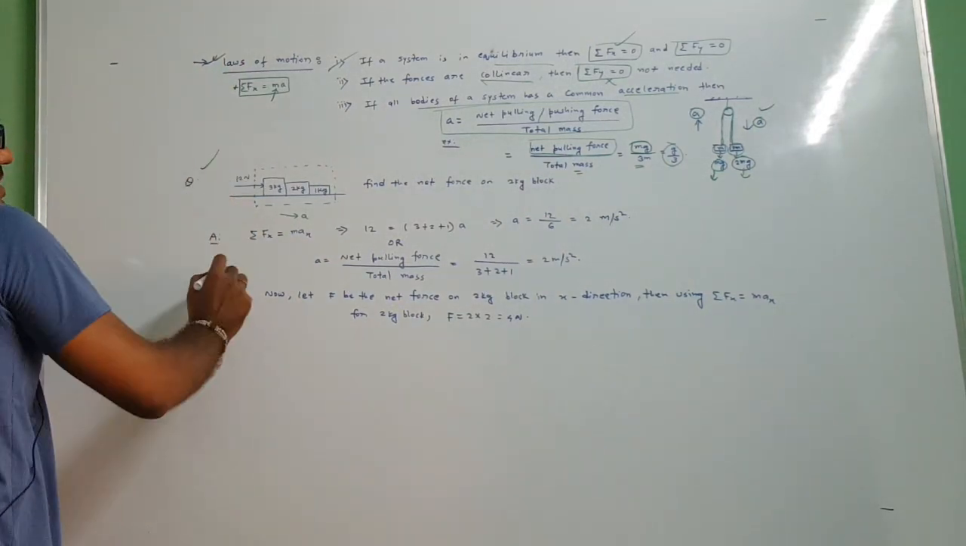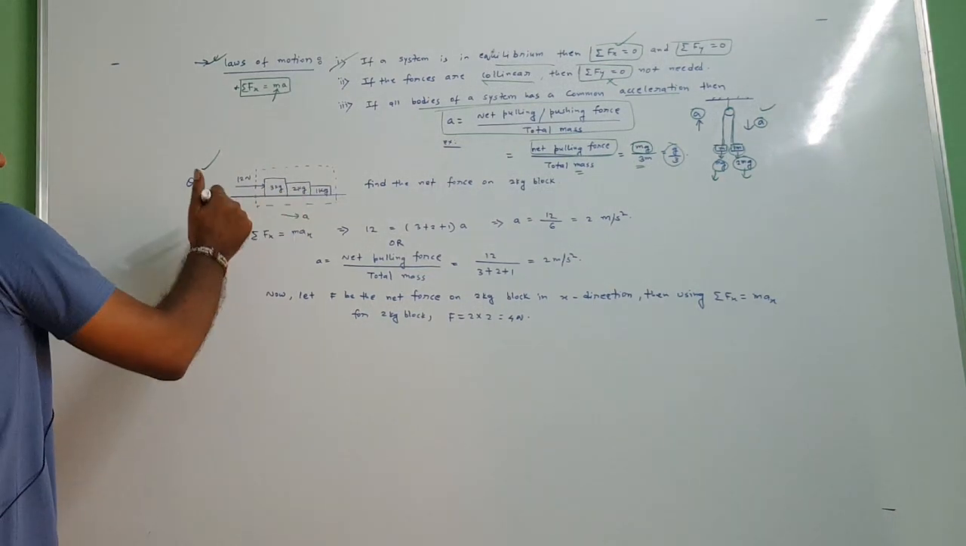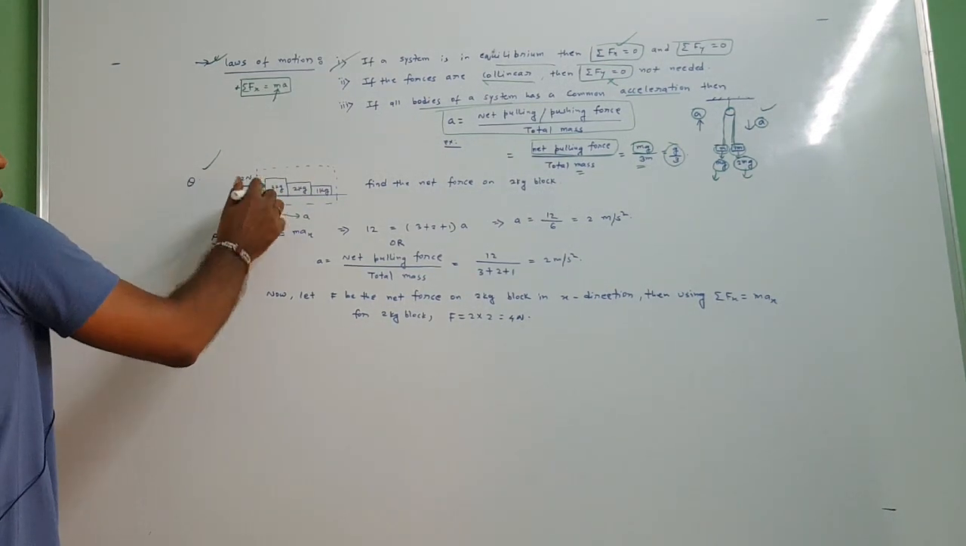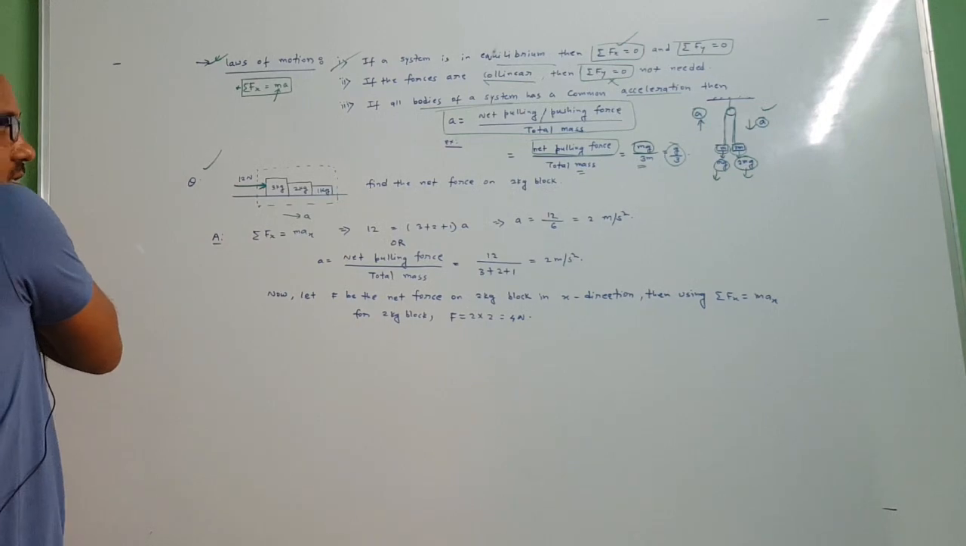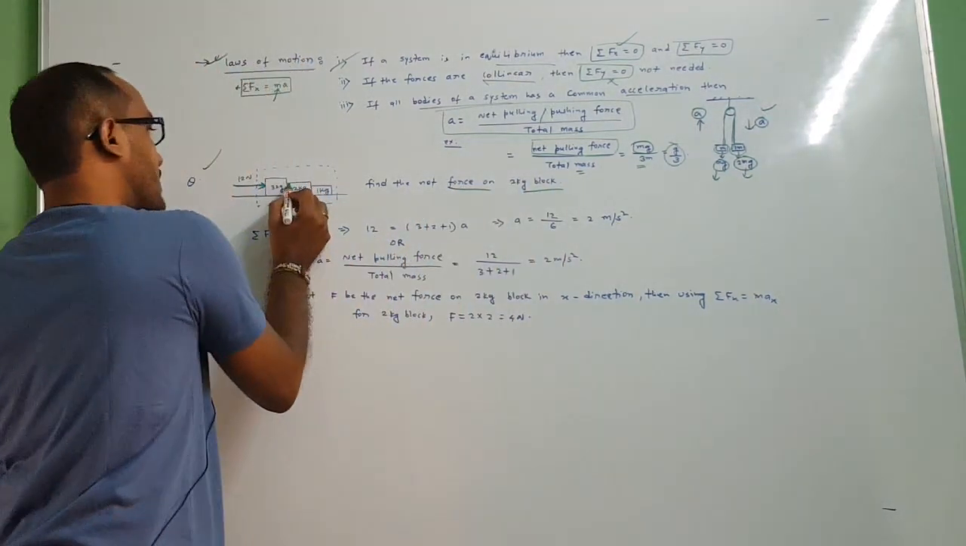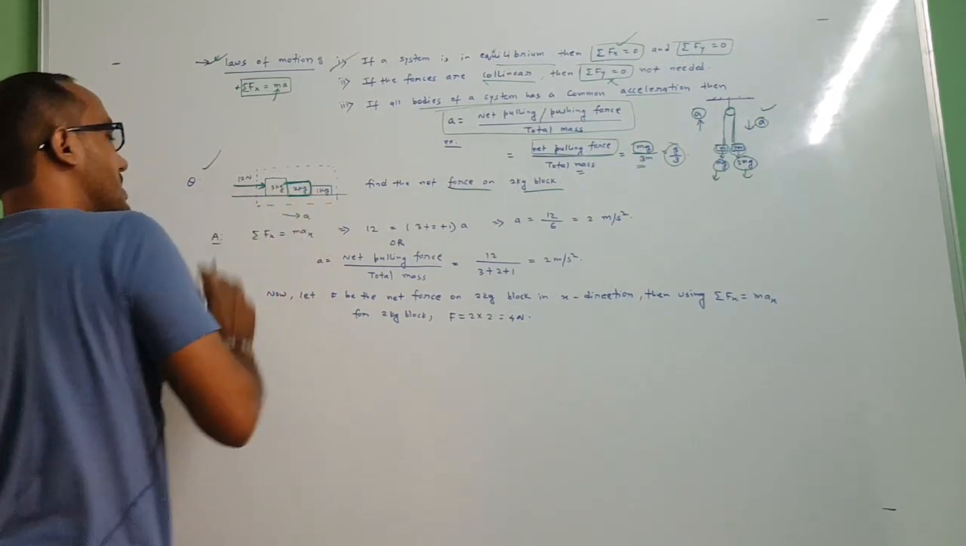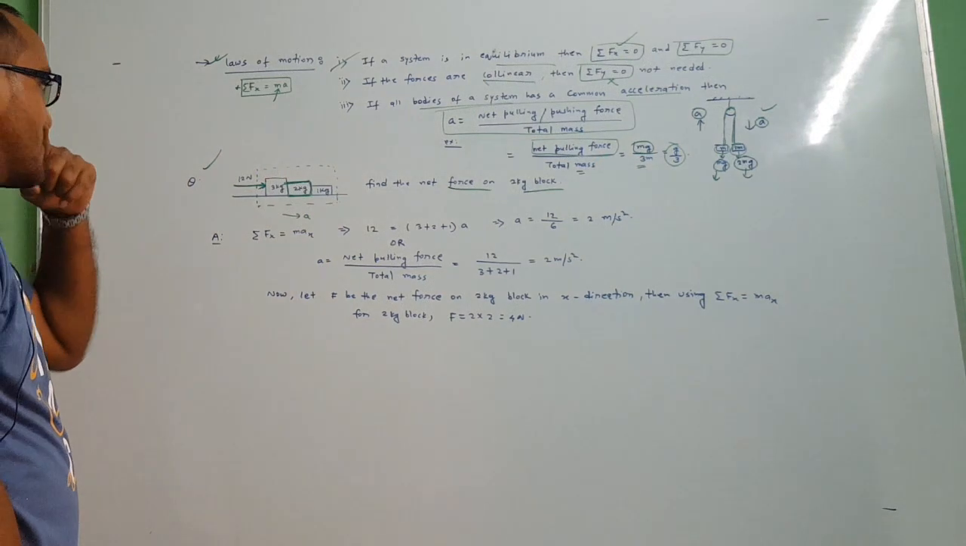Now let us see another question. Here 3 blocks are attached to one another, with masses 3 kg, 2 kg and 1 kg, and you have applied a 12 Newton force to the 3 kg block. You have to find the net force on the 2 kg block. That means this block.